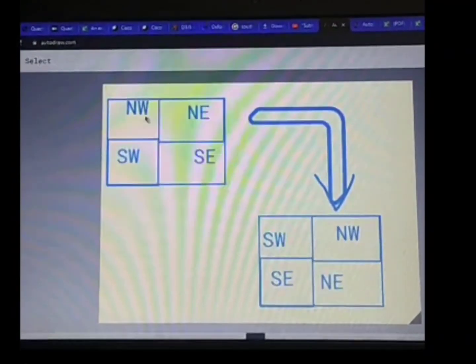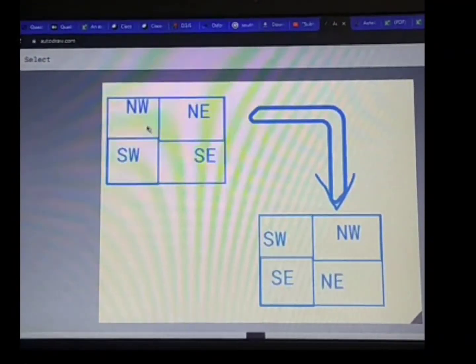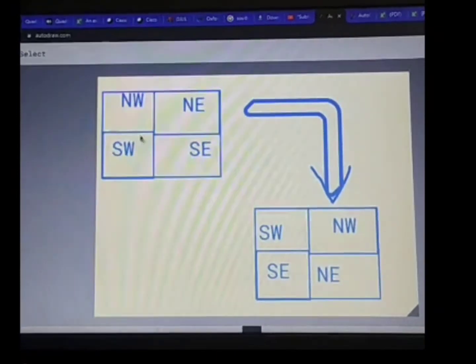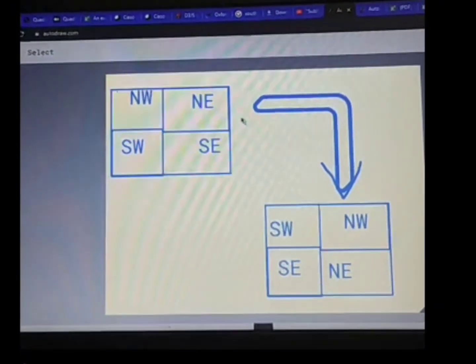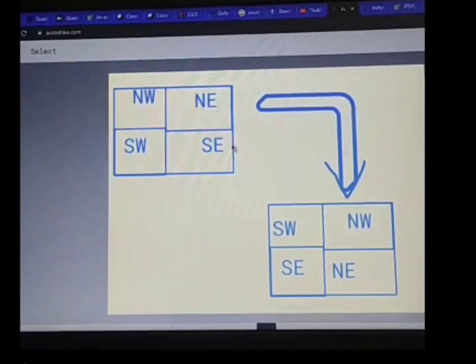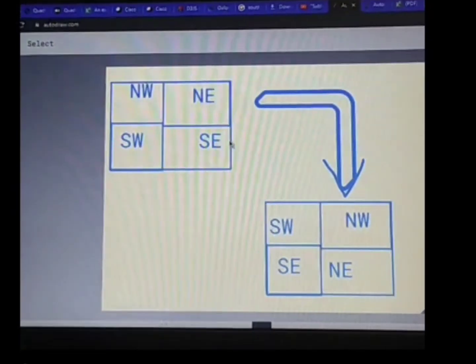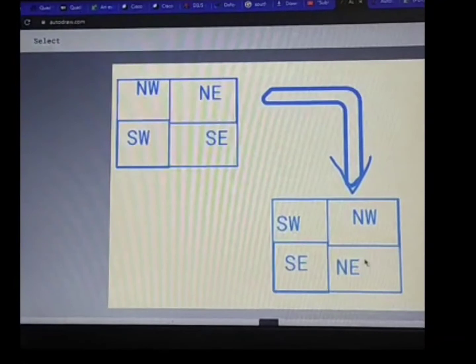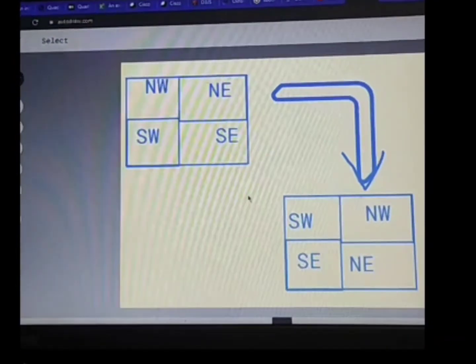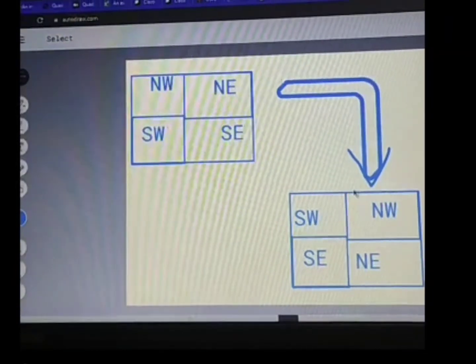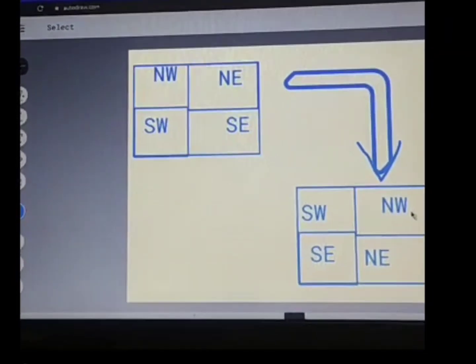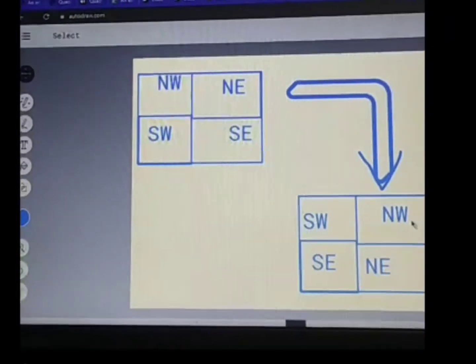If we are representing our quadrants as northeast, southeast, southwest, and northwest, then to rotate by 90 degrees, all we have to do is shift everything. If we are going clockwise, then northeast will go to the place of southeast, southeast to southwest, southwest to northwest, and northwest will go to northeast. In that manner the image is rotated by 90 degrees.